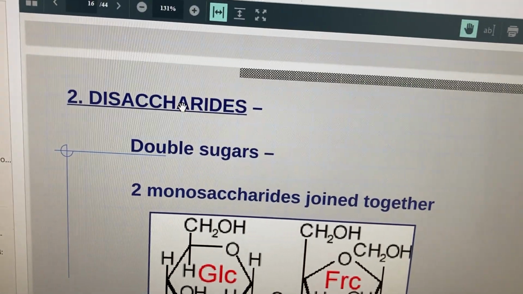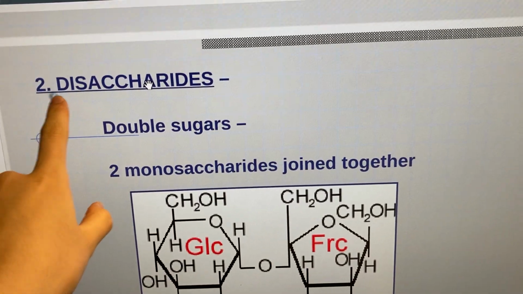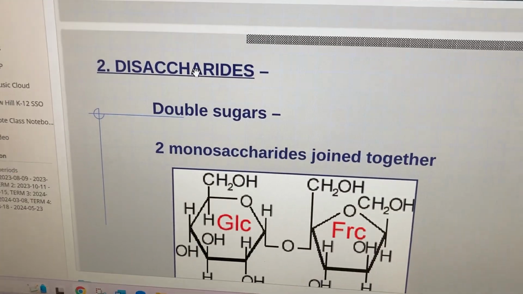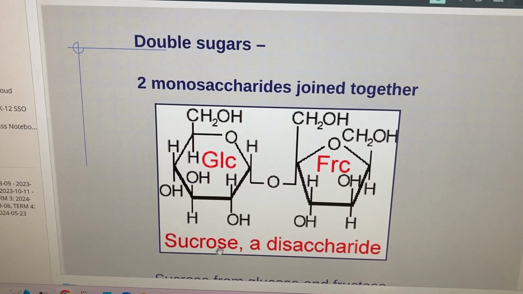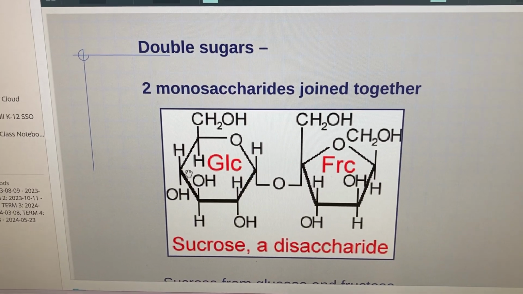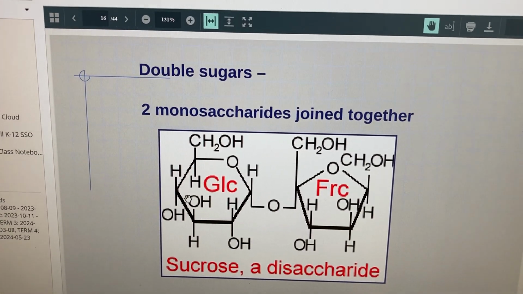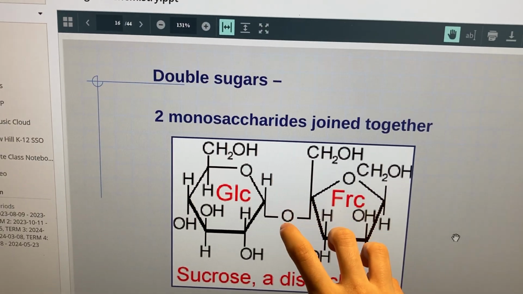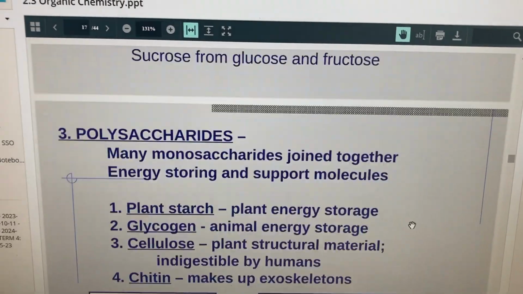So disaccharides is two monosaccharides joined together. Di means two, and you know saccharides. So one monosaccharide plus another monosaccharide equals a disaccharide. You see this? Remember sucrose? This over here is glucose, and this over here is fructose. Glucose is a monosaccharide, and fructose is a monosaccharide. And when you bond them together, they become sucrose, which is a disaccharide.